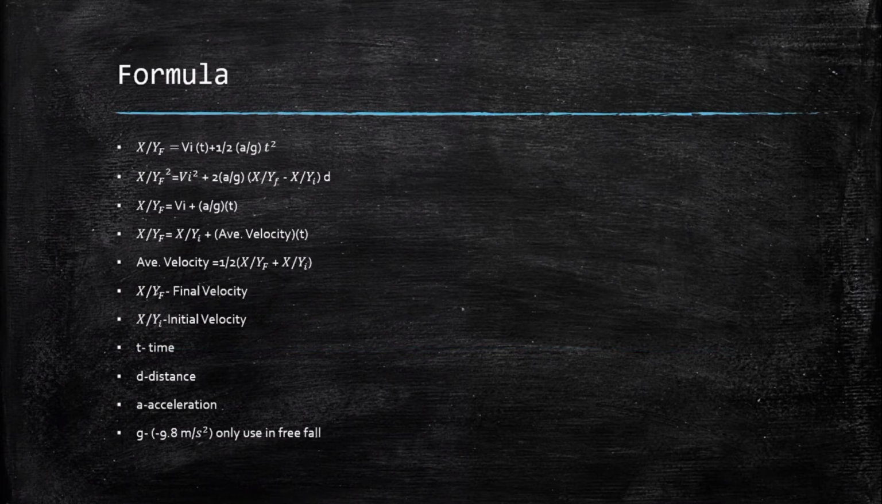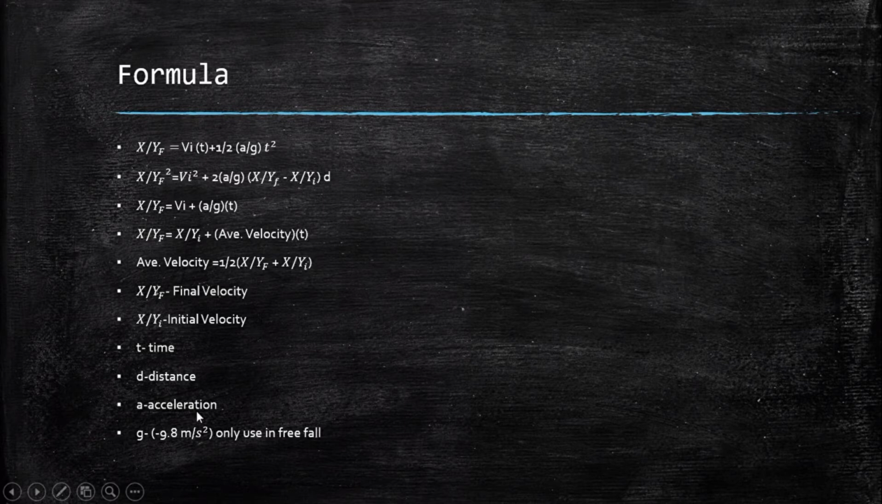Motion in one dimension. First is titingnan muna natin yung mga formula na gagamitin natin sa ating mga problem. And then, ito yung mga meaning ng mga symbol: final velocity, initial velocity, time in seconds, distance, acceleration, and gravity. Yung gravity is gagamitin lang natin siya in free fall situation. Yung acceleration is yung mga pang-horizontal lang.